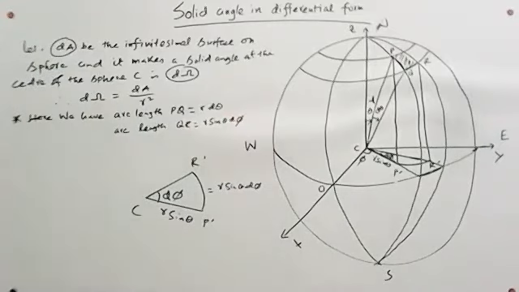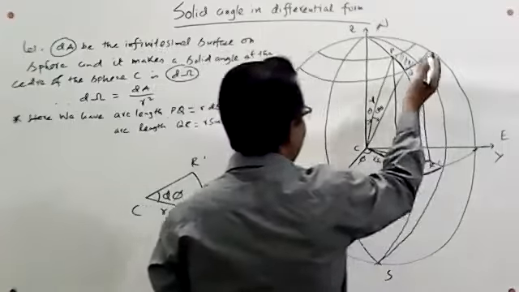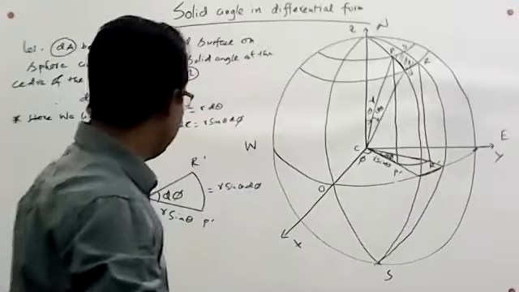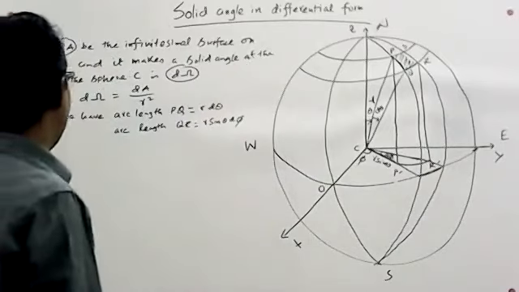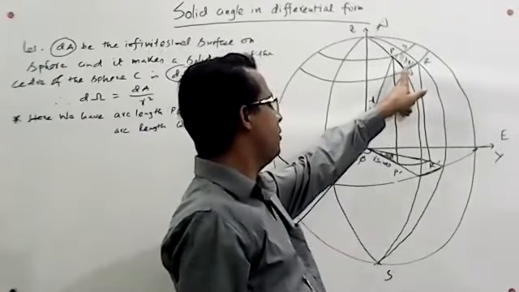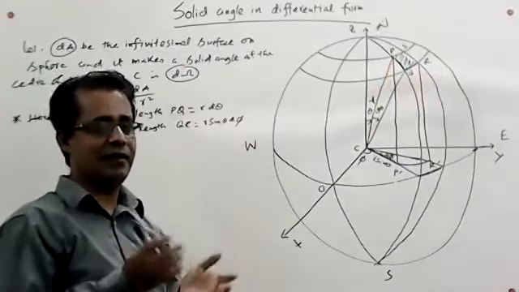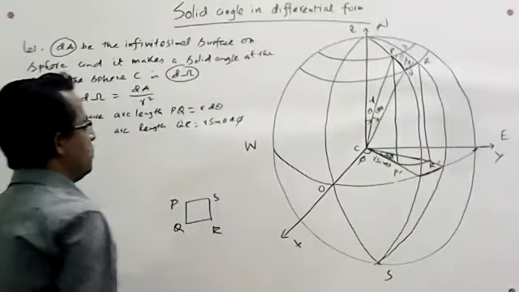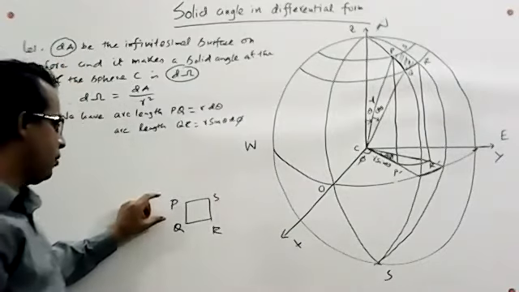We have got two arc lengths, one is PQ, and the other is QR. And our required area is PQRS. Actually, here we have to measure the area of this infinitesimal surface PQRS. Because this is a very small surface, we can consider PQ and QR as straight lines, and PQRS will be like such a rectangle. So we can say that the area of this infinitesimal area dA will be nothing but the product of these two amounts, PQ and QR.